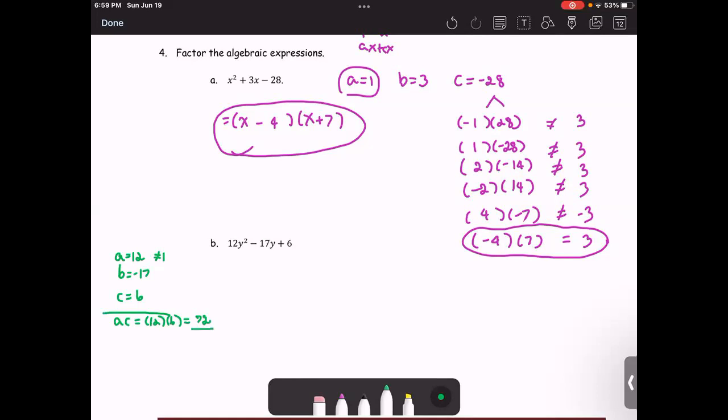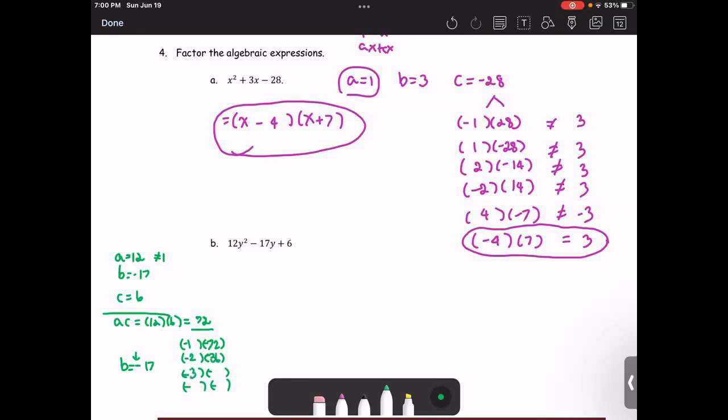So for 72, we can write it as the product of two numbers and see which pair is the right pair for our problem. Since the sum B is negative 17, a negative sign, that means the product of these two numbers is going to have the same sign, negative. So start with the lowest one, like negative 1 and 72, not the right pair, so we can ignore this. And next, negative 2 and 36, not quite.